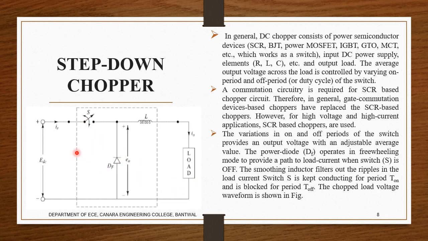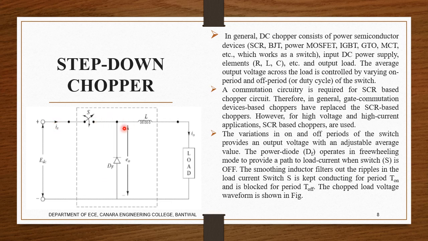The power diode DF operates in the freewheeling mode. We know what we mean by the freewheeling mode: it provides a path to the load current when switch S is off. The smoothing inductor filters out the ripples in the load current. Switch S is kept conducting during the period T on and is blocked for the T off.